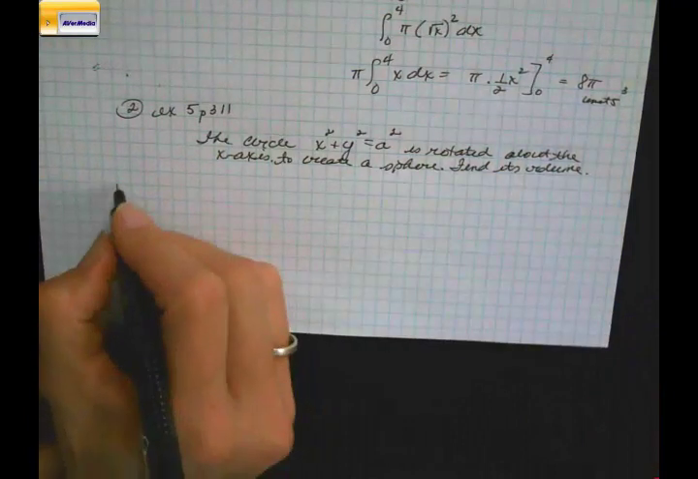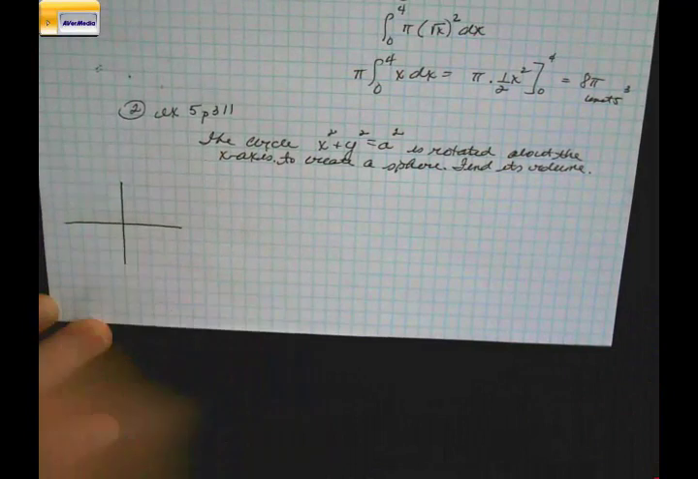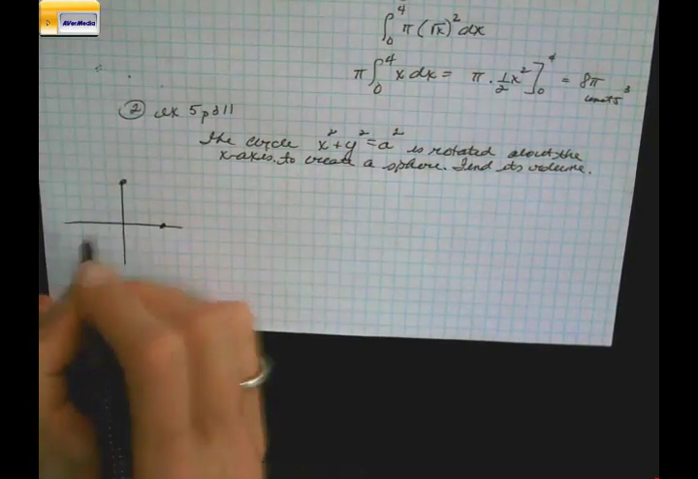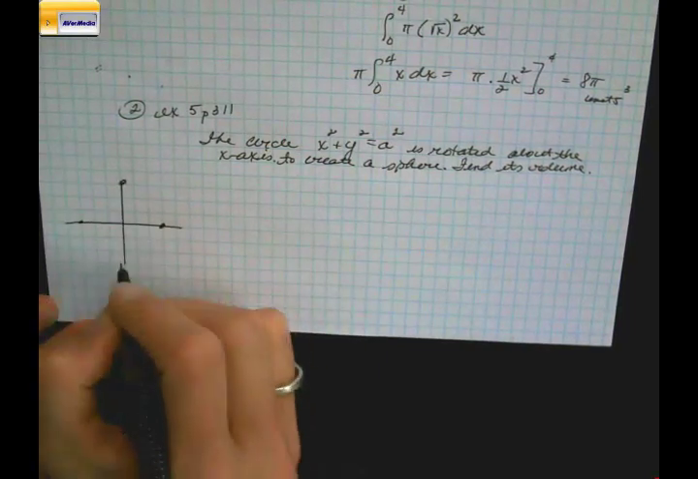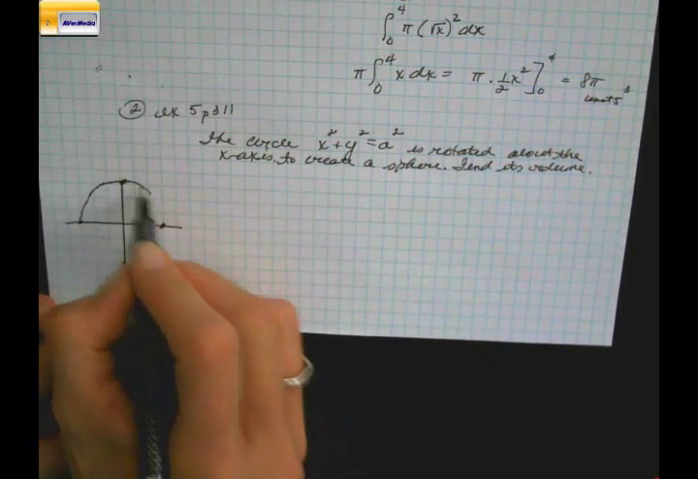So kind of visualize this. You're going to have some circle of radius a. I'm just going to sketch it as 3 little units out. But remember, it could be any value. Here is my circle.